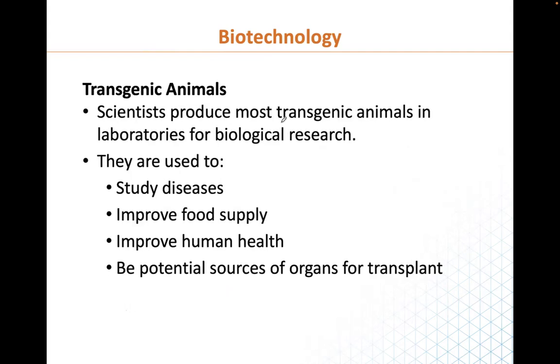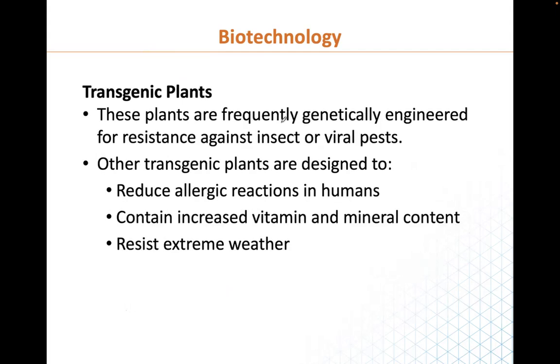Transgenic animals can be used by scientists to study diseases, to improve food supply, to improve health, and also as potential sources for organ transplant. Today, I was reading an article where people are growing mice in the lab. These mice have organs of humans in them. They try to produce organs for transplant because a lot of people are in queue for organ transplant. We don't have what can suffice everyone. So we're trying to find a way to produce organs in the laboratory using some transgenic animals.